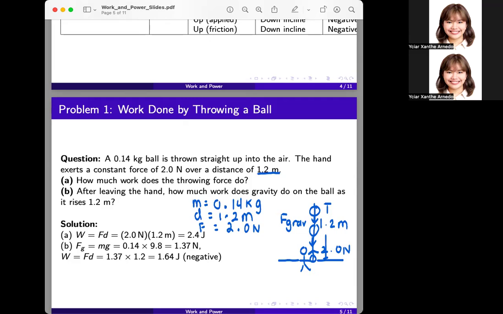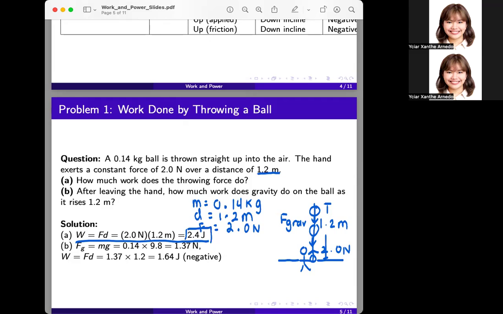The magnitude of the work done can be calculated using this formula. W is equal to Fd. So we simply multiply 2 newtons to 1.2 meters and we get 2.4 joules.